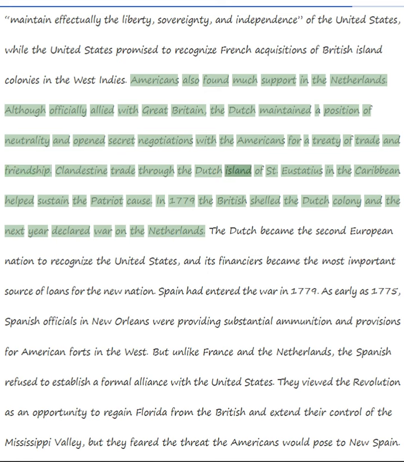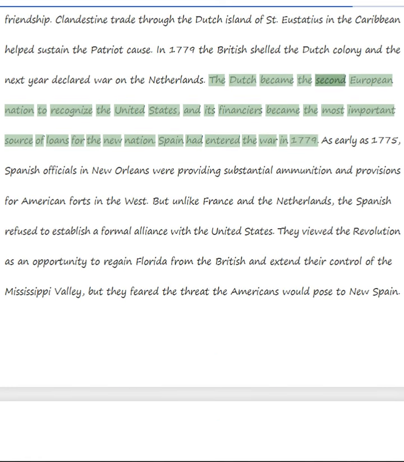Clandestine trade through the Dutch island of St. Eustatius in the Caribbean helped sustain the Patriot cause. In 1779 the British shelled the Dutch colony and the next year declared war on the Netherlands. The Dutch became the second European nation to recognize the United States, and its financiers became the most important source of loans for the new nation.